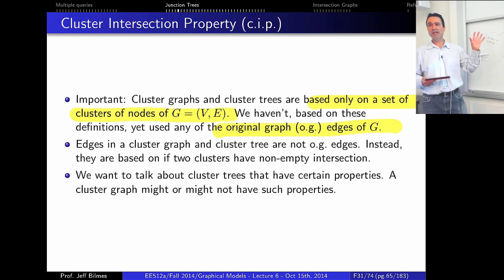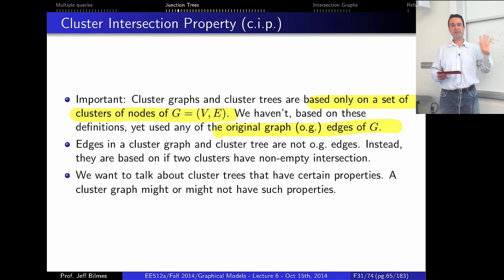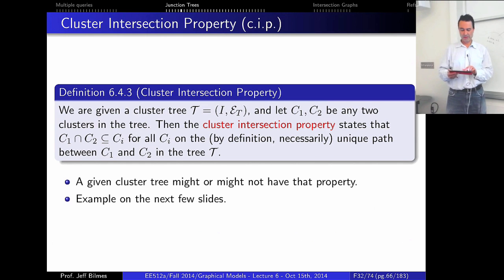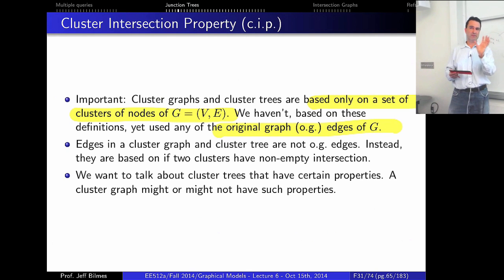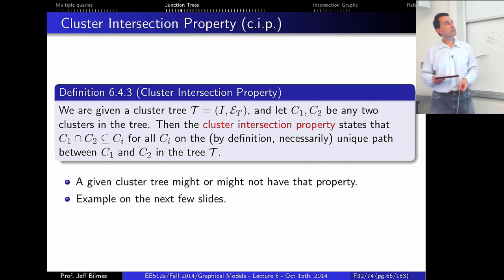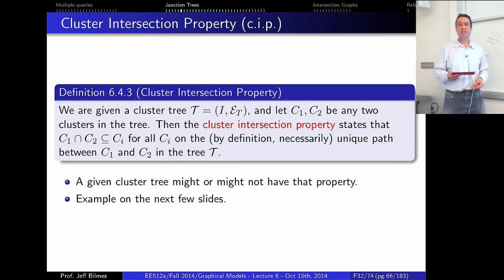So, like we said, these cluster graphs and cluster trees are just meant as a conceptual stepping stone towards where we want to go, ultimately junction trees. In fact, so far this definition isn't going to be that useful because we haven't said anything about the original graph edges. So what we want to do is talk about cluster graphs, and in particular cluster trees, that have certain additional properties. But before we do that, make sure that it's clear what a cluster graph is and what a cluster tree is. So let's define one such property, which we're going to call the cluster intersection property.